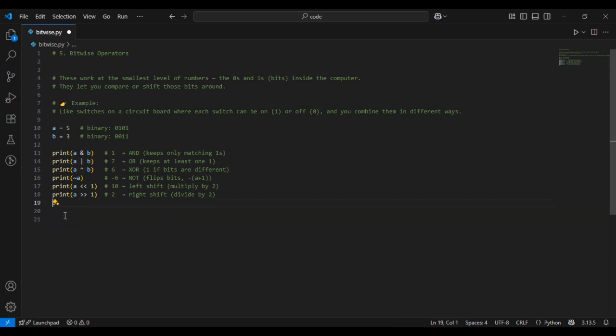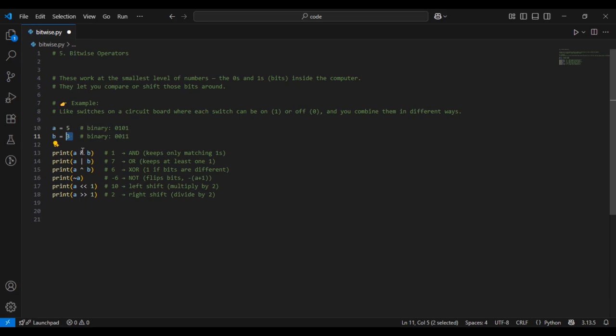Now let's get back to the operators. So once we understand binary, we can represent these two values in binary. There will be 0101, which is 2 to the power of 0, which is 1, and then 2 to the power of 2, which is 4, so 4 plus 1, 5. Then there is 3, which is 2 plus 1 equals 3.